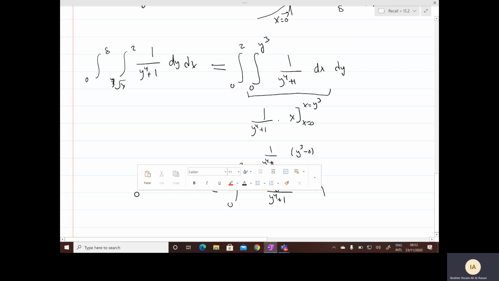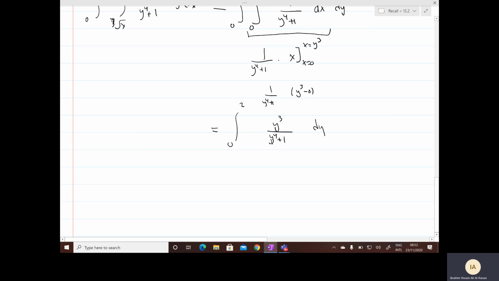And I make a u substitution. Let u equals y to the power 4 plus 1. Then the derivative will be 4y cubed. When you make a u substitution, you get the following: 1/4 ln of y to the power 4 plus 1, from 0 to 2. A simple u substitution. Substitute, you get 1/4 times ln 17 minus ln 1. But ln 1 equals 0. So this is 1/4 ln 17.